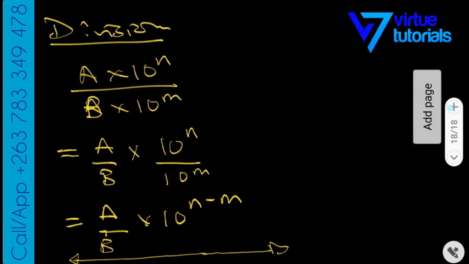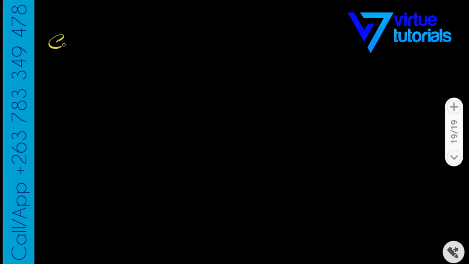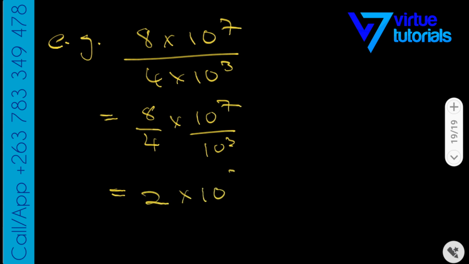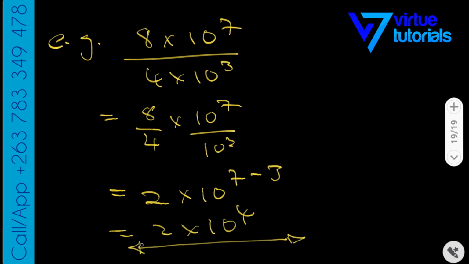So now let's show that by an example. 8 times 10 to the power 7 over 4 times 10 to the power 3. That gives you 8 over 4 times 10 to the power 7 over 10 to the power 3, which gives you 8 divided by 4, 2, times 10 to the power 7 minus 3, which gives you 2 times 10 to the power 4. So that's it. It should be fairly simple to understand. You can try the questions on that.